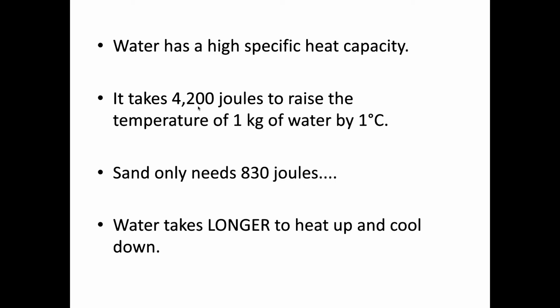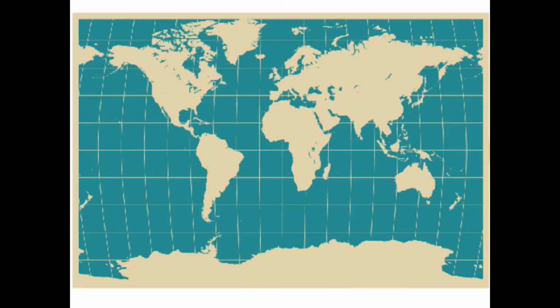It takes significantly more energy to heat up water than it does, for example, sand. Therefore, this bottom bullet point is the only one that we need to know. Water takes longer to heat up and longer to cool down. So, summer in the northern hemisphere is hotter because there's more land. Land heats up quickly, it cools down quickly. Sea takes ages to heat up and ages to cool down. So there is a variation in temperature between the northern and southern hemisphere.